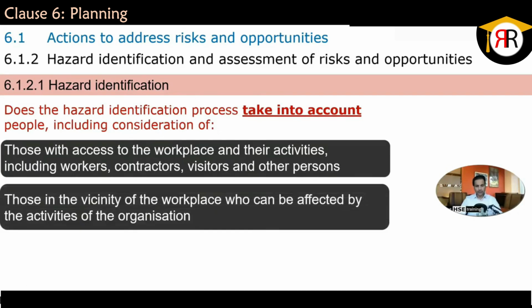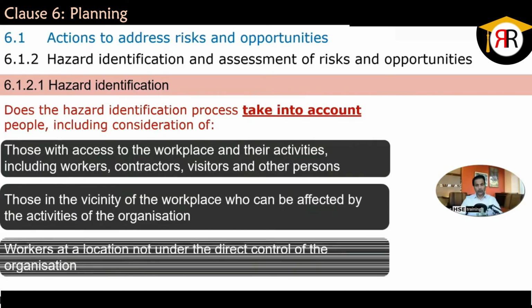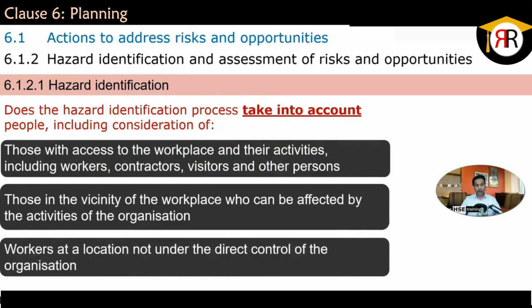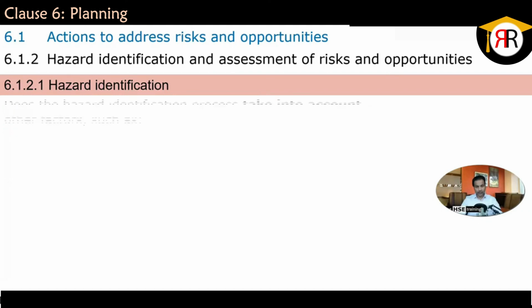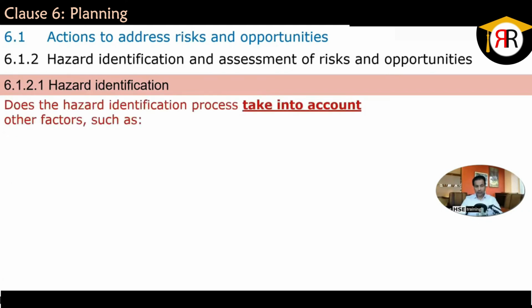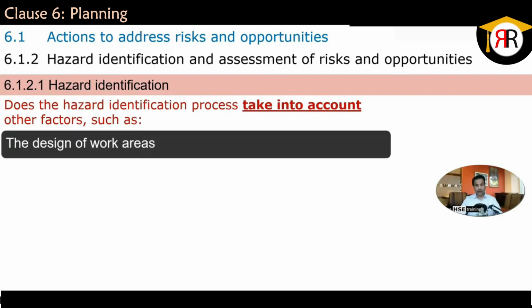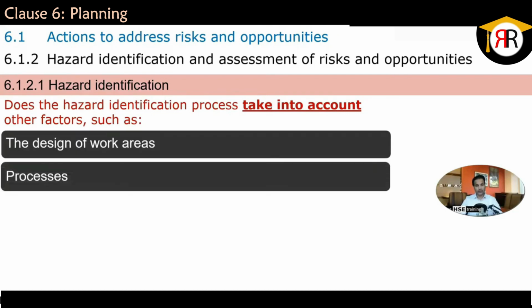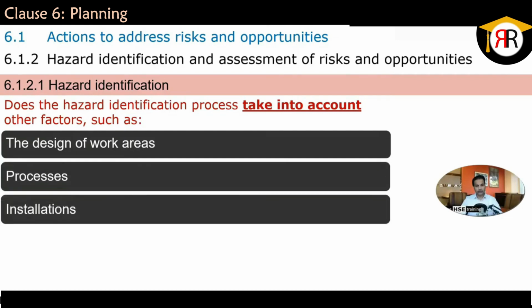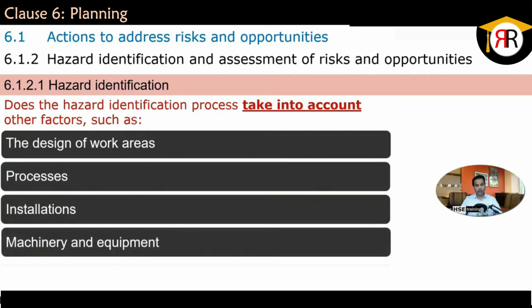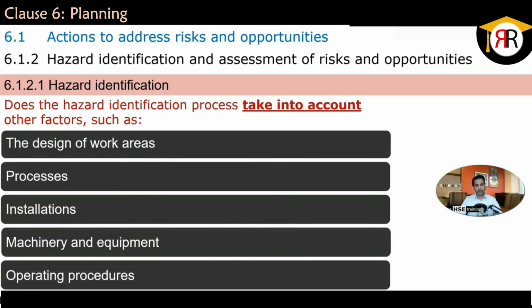Also those in the vicinity of the workplace who can be affected by the activities of the organisation, and workers at a location not under the direct control of the organisation. Does the hazard identification process also take into account other factors such as the design of the work area, processes, installations, machinery and equipment, and operating procedures?